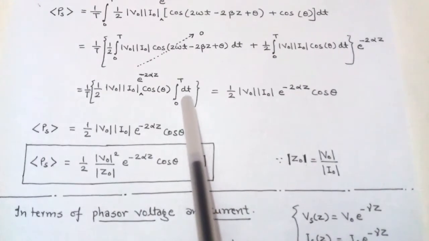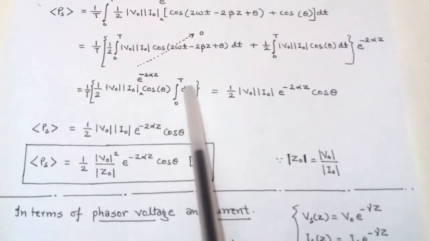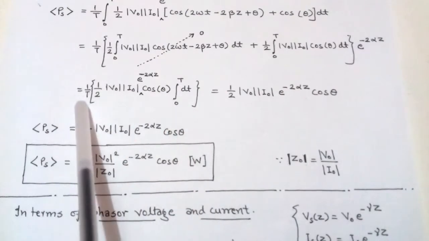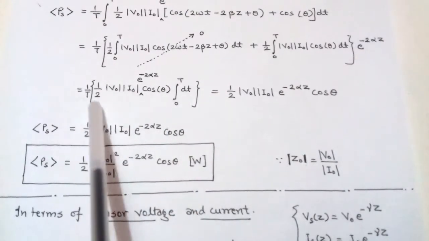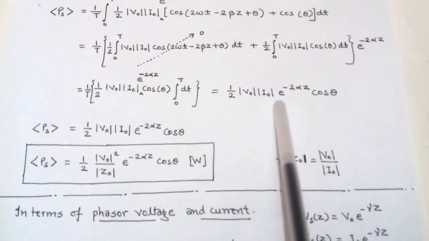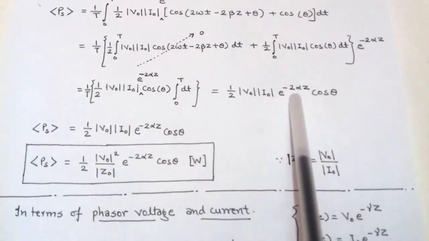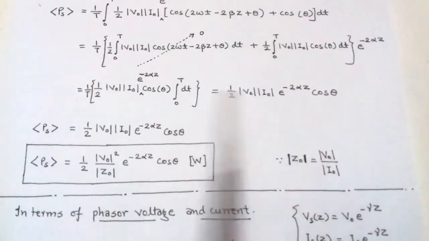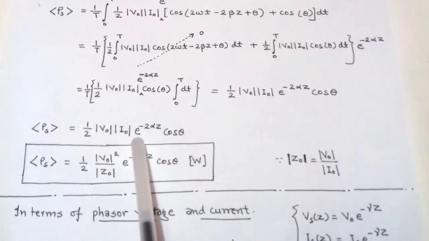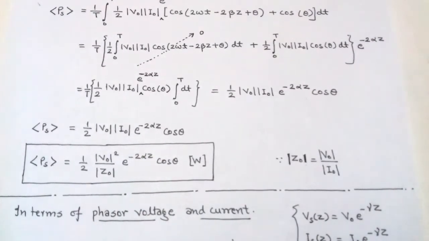So after taking the integration of dt and putting the limit from 0 to T, we get time T, and this time T is cancelled because there is a 1 upon T outside the bracket, and we get 1 upon 2 mod of V0 into mod of I0 e to the power minus 2 alpha z cos theta. So this is the time average power.